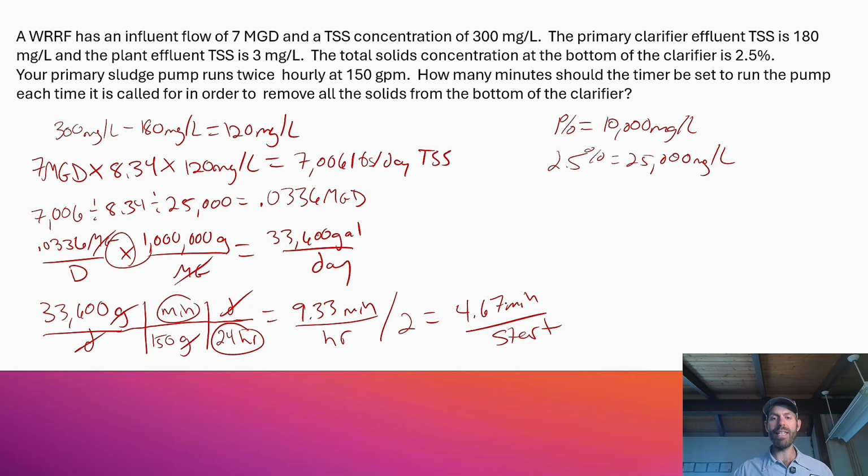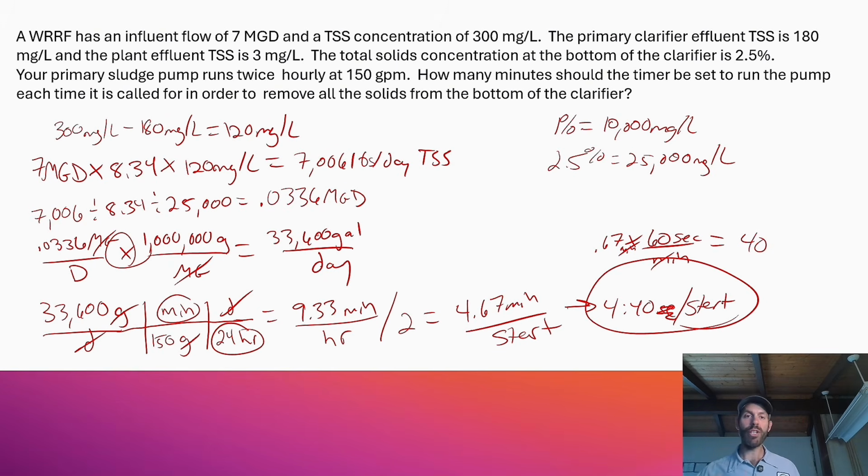You might need to convert this 0.67 into seconds on an exam, and how you do that is 0.67 times what? How many seconds in a minute? 60 seconds in a minute. 0.67 minutes, minutes cancel out, and 0.67 times 60 is 40 seconds. So it's really 4 minutes, 40 seconds per start. Okay, that is your answer. So I would set this pump to run twice hourly for 4 minutes and 40 seconds.